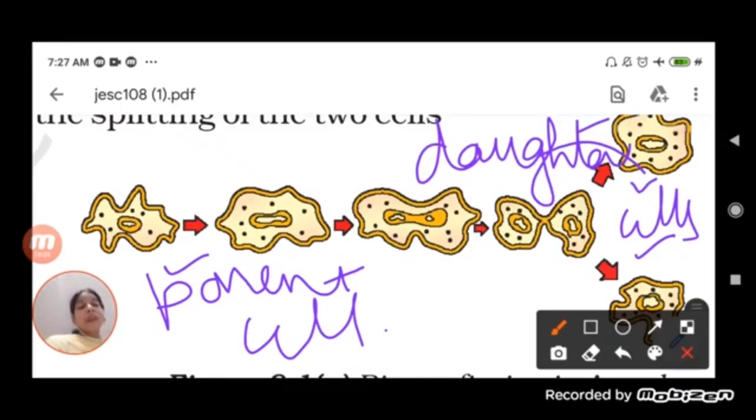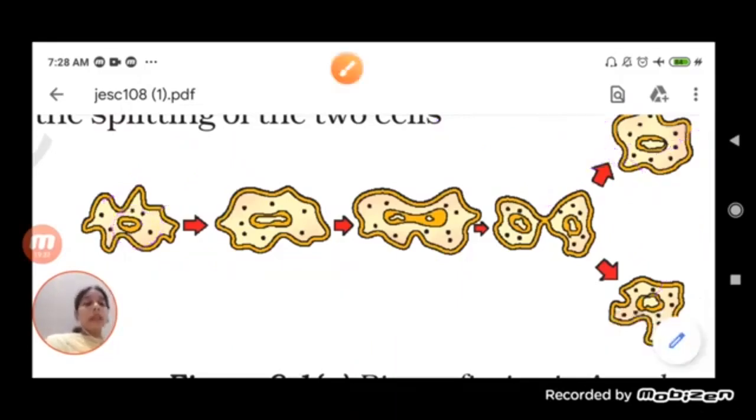Now see here, the daughter cells are not similar, but they are identical to their parents. Why is it so? As you can see, these two daughter cells are formed by this parent cell. It means the same nucleus is divided into these two daughter cells. So the genetic information that is present in this nucleus will be given to these daughter cells, and it is exactly the same as what the parent has.